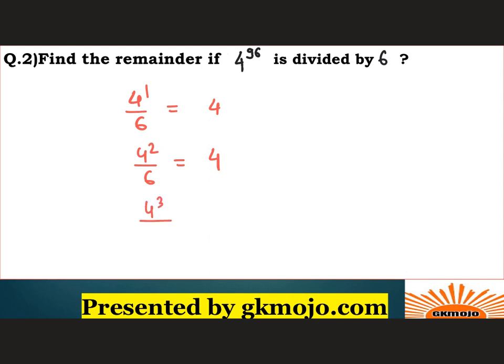Again, if you cross check, 4 power 3 divided by 6, which is 64 divided by 6, again 6 tens are 60, 4 is remaining, 4 is the remainder. So a taken for granted thing: 4 power anything n divided by 6 will always give a remainder which is 4. So the correct answer to this question should be 4.